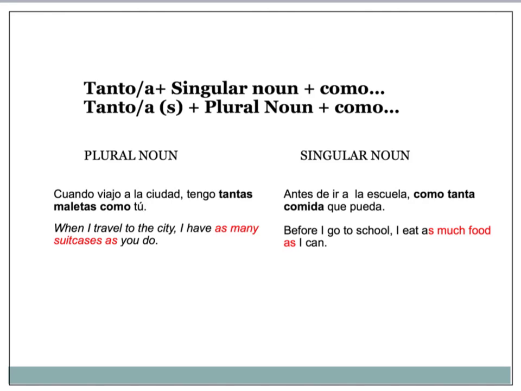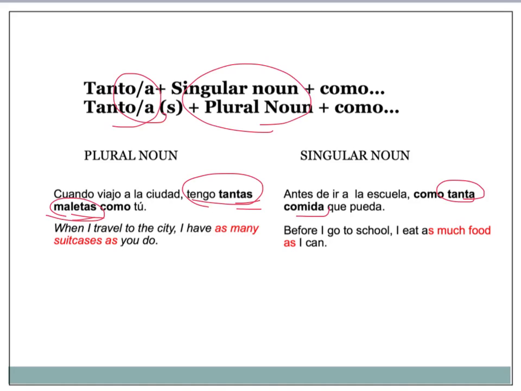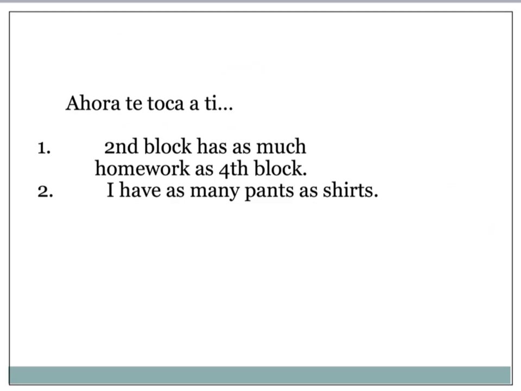We can also use tanto or tanta, tantos, tantas with singular or plural nouns. So it's still tan como, but if it comes before a noun, we have to add this part to make it look like an adjective. So you'd say, tengo tantas maletas como tú. Tantas because maletas is feminine. This says, como tanta comida que pueda. So tanta because of comida. When it comes in front of a noun, that's when we use our tanto or our tantas.